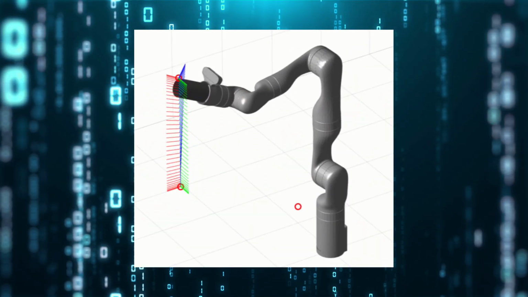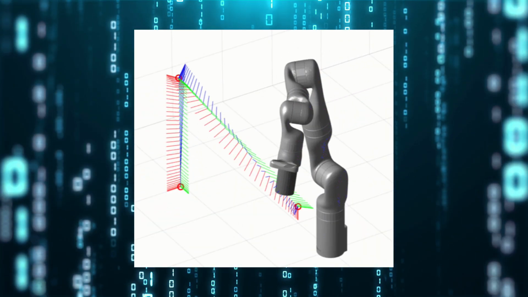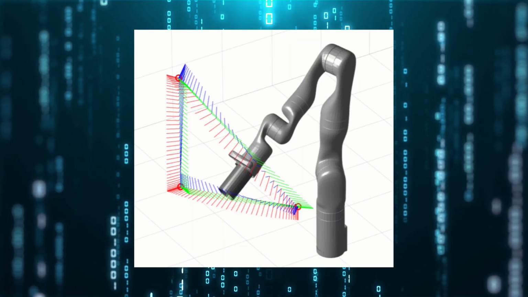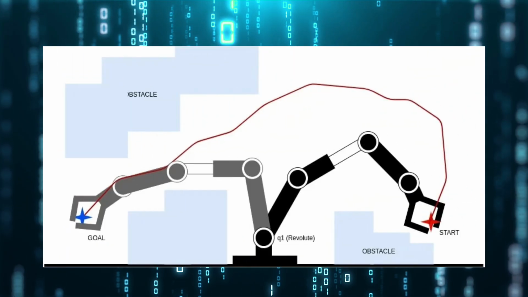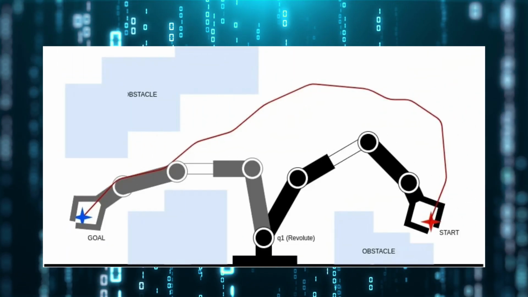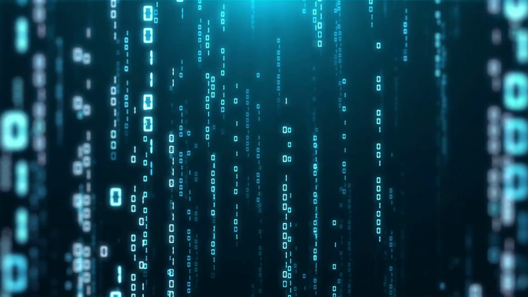Motion and trajectory planning. This is a more advanced form of movement where we consider the path we want to move the robot through, whether to avoid obstacles or to move through the shortest path in space.